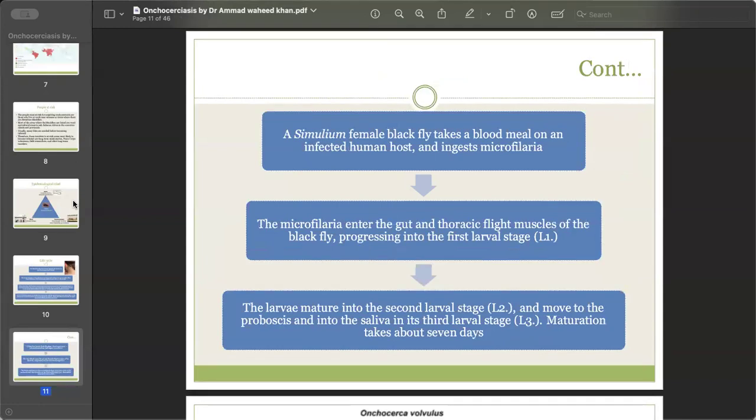A Simulium female black fly takes a blood meal on an infected human host and ingests microfilariae. The microfilariae enter the gut and thoracic flight muscle of the black fly, progressing into the first larval stage, L1. The larvae mature into the second larval stage, L2, and move to the proboscis and into the saliva in the third larval stage, L3. Maturation takes about 7 days.